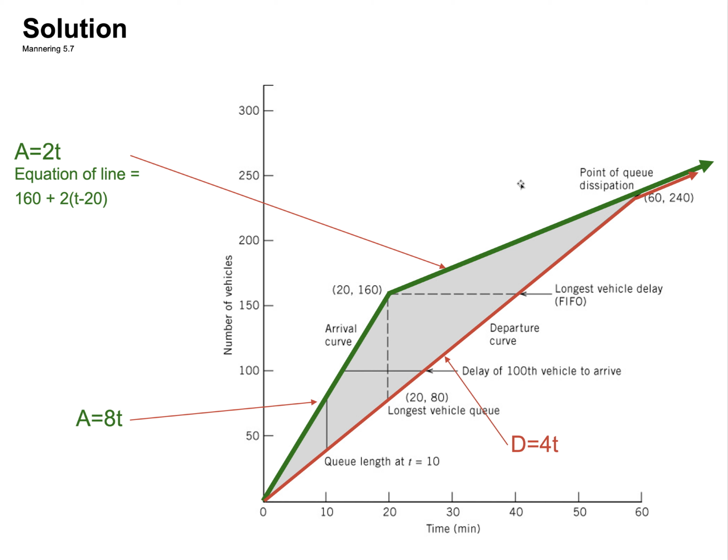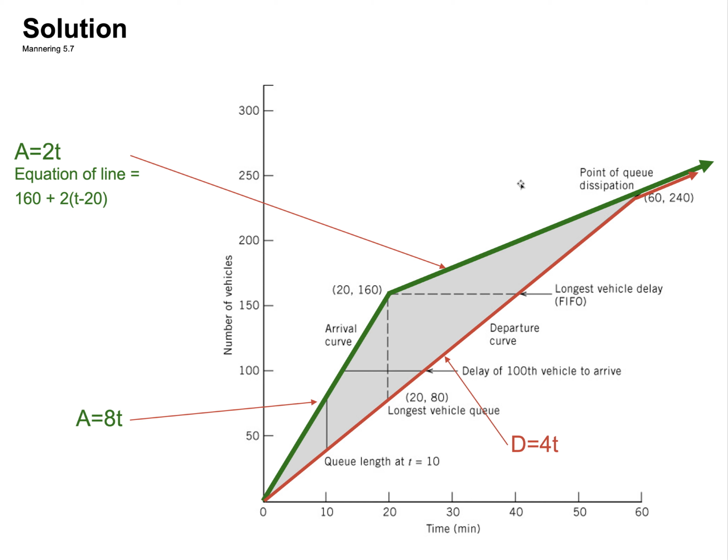So the other part of the problem statement is about the service rate. So the person at the entrance to the park is distributing brochures every 15 seconds. So you can see that the vehicles will be served. There will be four vehicles served every minute. So the departure curve slope for the initial period could be written as d equals 4 times t in minutes. So there's something very important to notice at the time when the departure curve, the red line, hits the green curve.